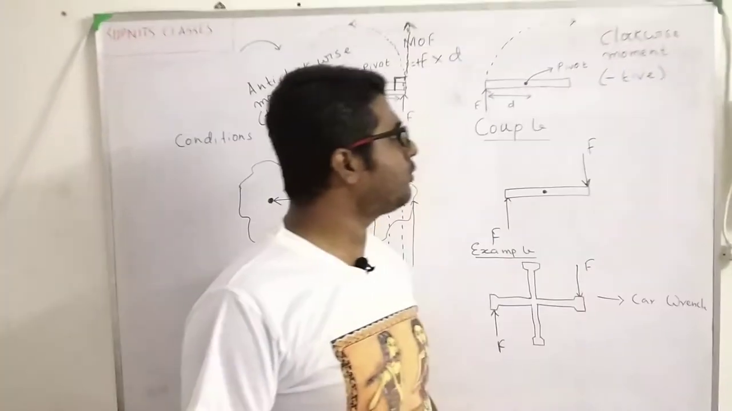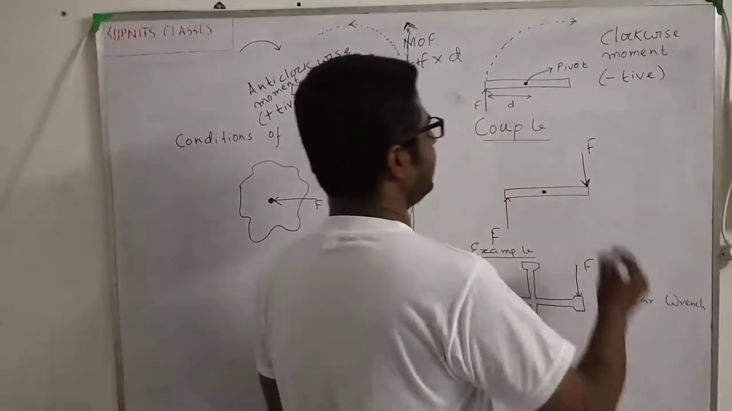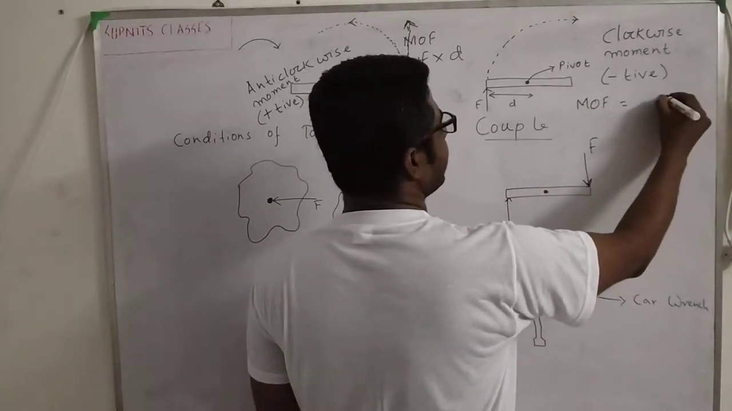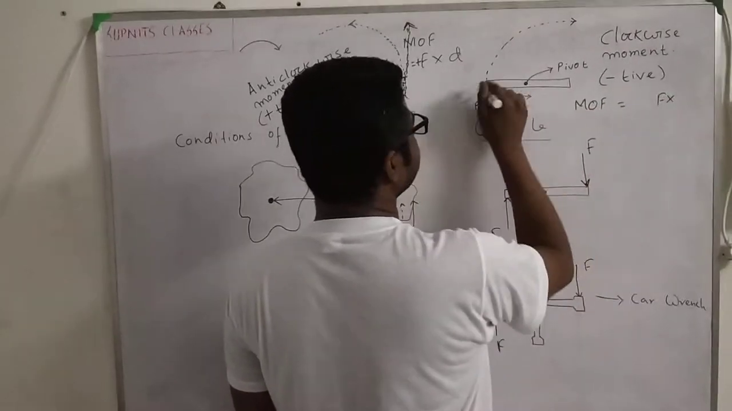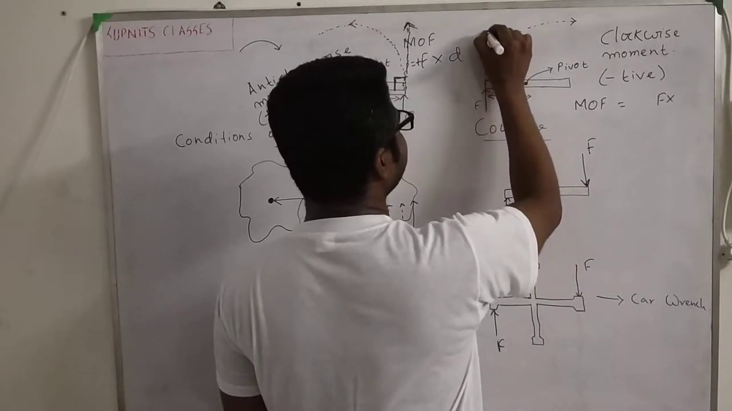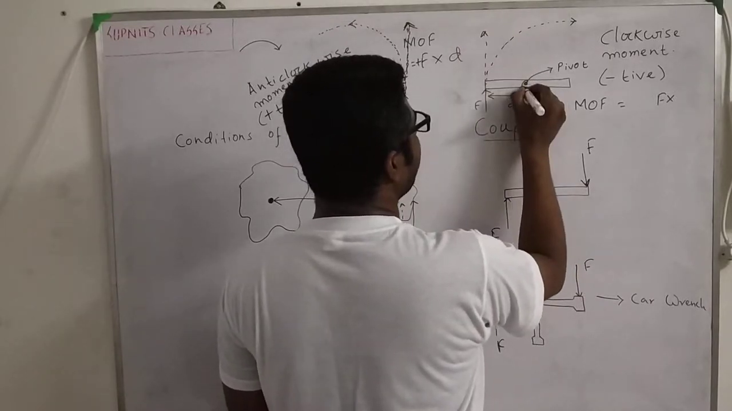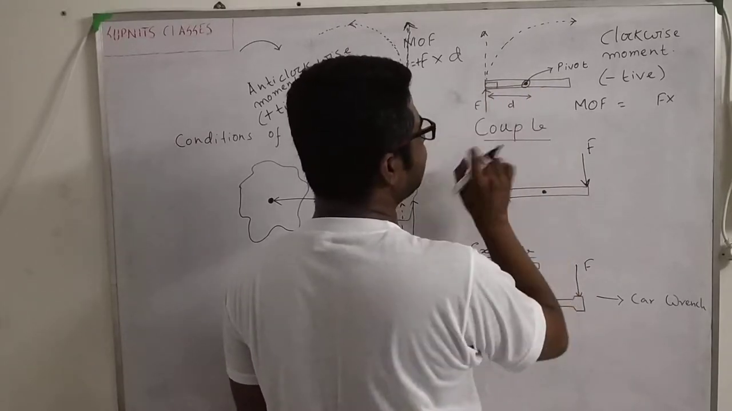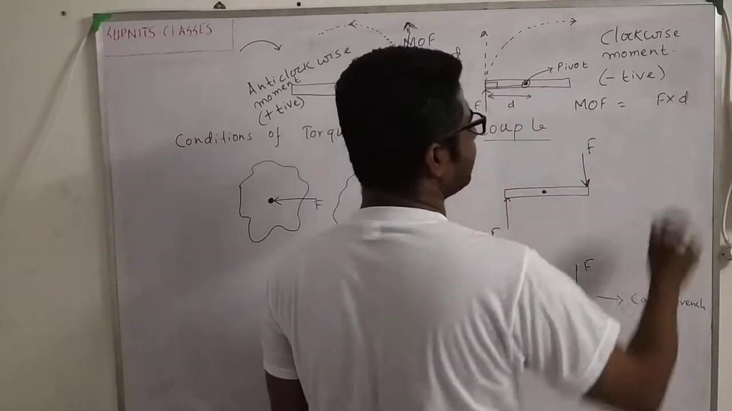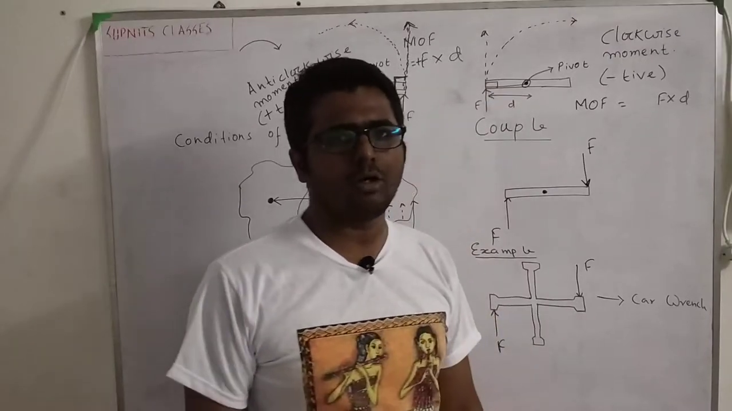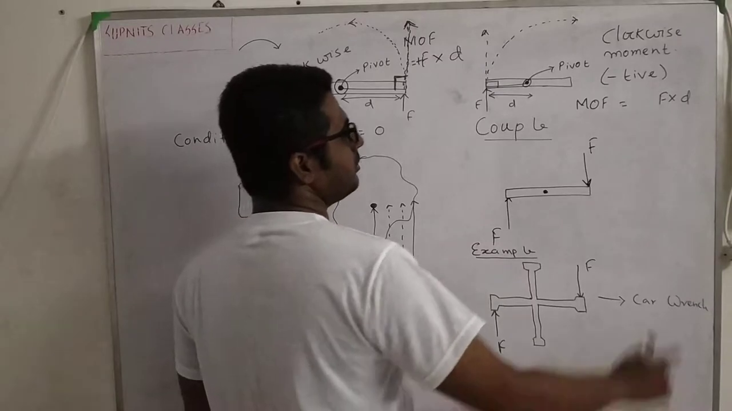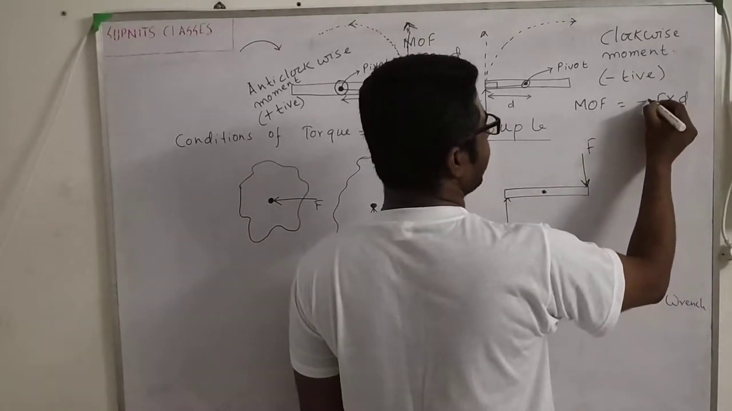Now coming to this one, if this was the case, then what would have been the moment of force? Take the force, draw the line of action, find out the pivot, 90 degree, perpendicular distance, given D. Next, what we have to see? Clockwise or anti-clockwise? It is a clockwise moment. So, sign negative.